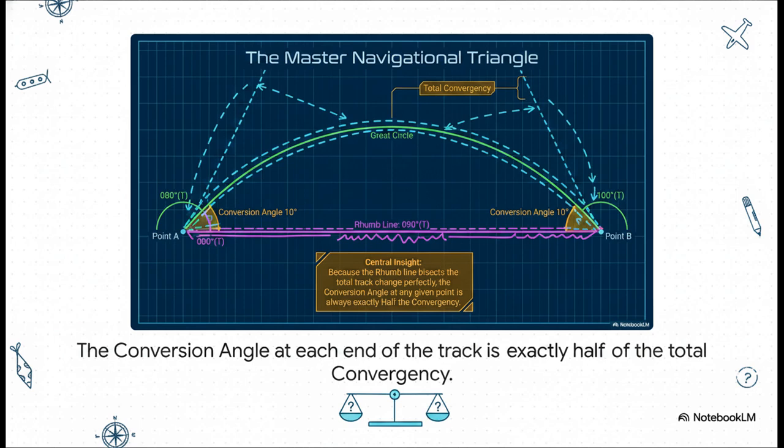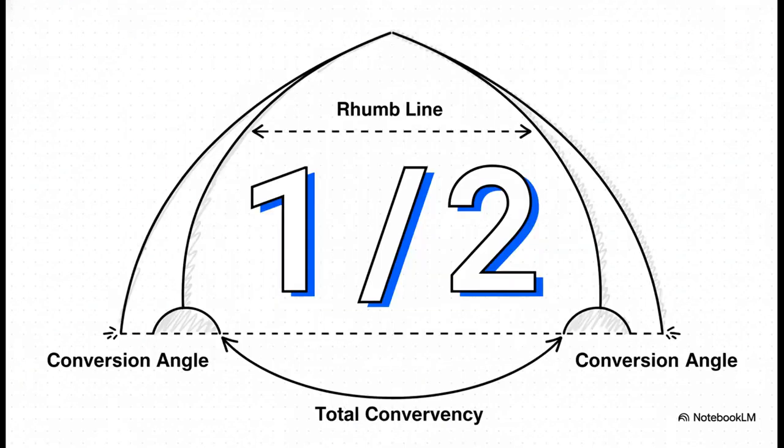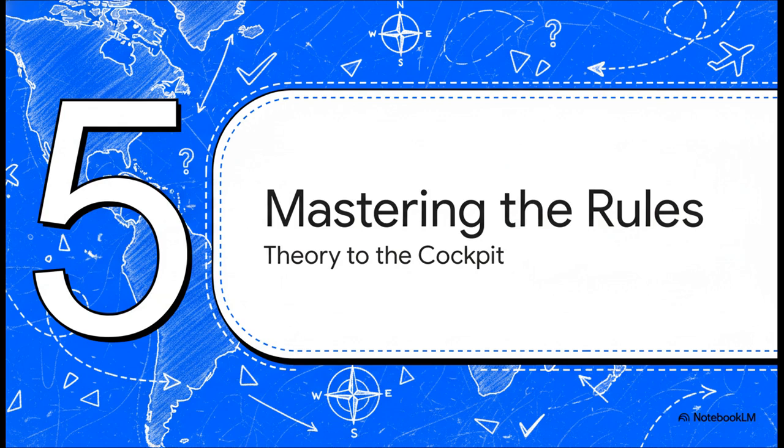This slide gives us the whole picture. The total change in the Great Circle's direction from point A to point B, well, that's the convergency. And as you can see, the Rhumb line track splits that difference perfectly down the middle. So just remember this fraction, because that Rhumb line is exactly in the middle. The difference at each end, which is the conversion angle, is always 1/2 of the total convergency. Simple as that.